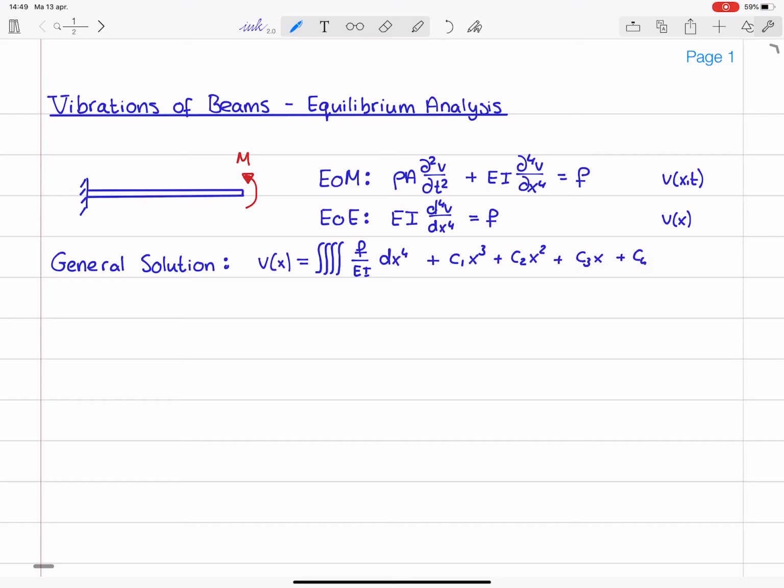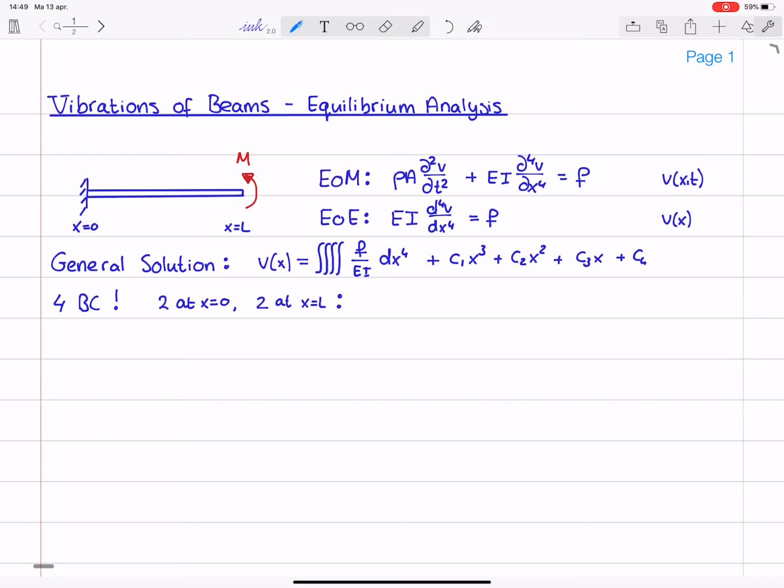The fact that there are 4 integration constants means that we also need 4 boundary conditions. So the fact that it's 4th order in space means there will be 4 boundary conditions, and there will be 2 at x equals 0 and 2 at x equals L, where x equals 0 is over here and x equals L is over here. So let's try to find these boundary conditions.